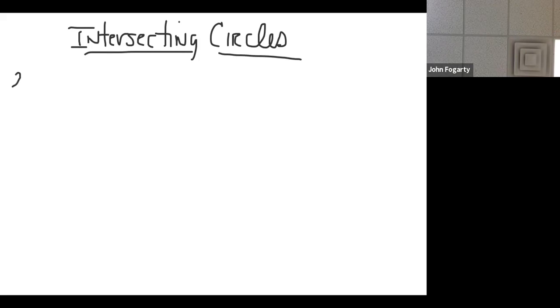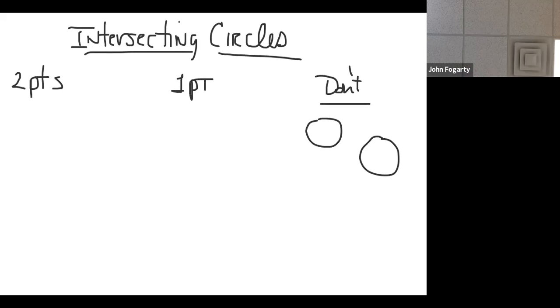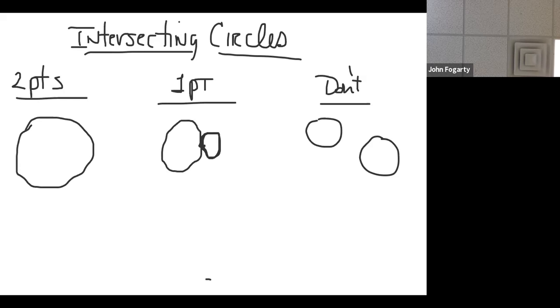Now, they can intersect at 2 points or 1 point, or they don't at all, right? So that's easy. That's two circles that don't intersect. What do circles that intersect at 1 point look like? They look like this. But what do circles look like that intersect at 2 points? They look something like this. And there's the 2 points where they intersect. Does everybody understand it? So those are the three possibilities you have.